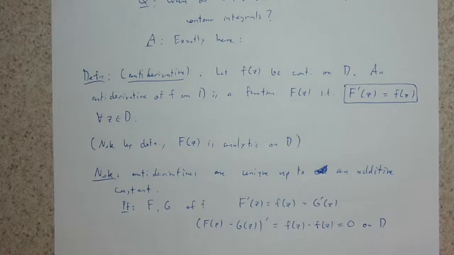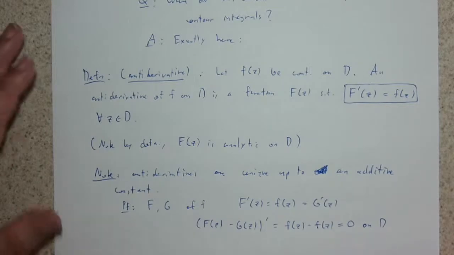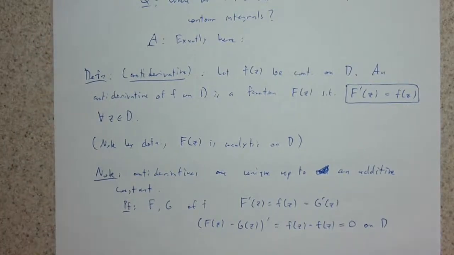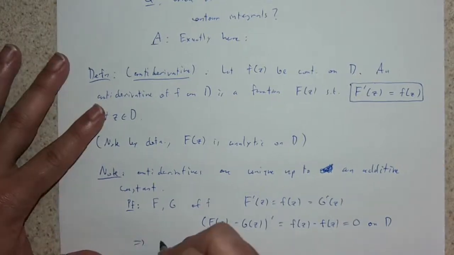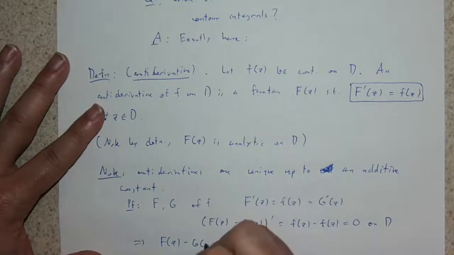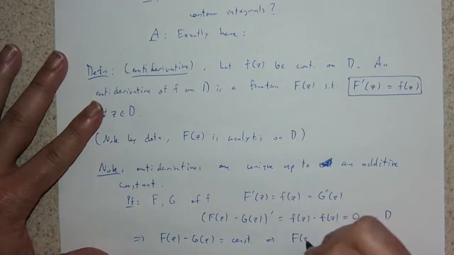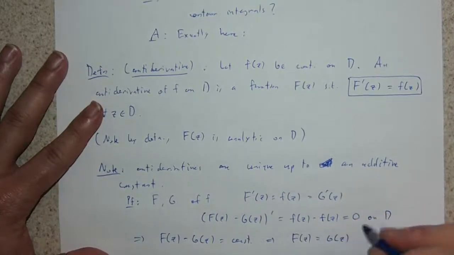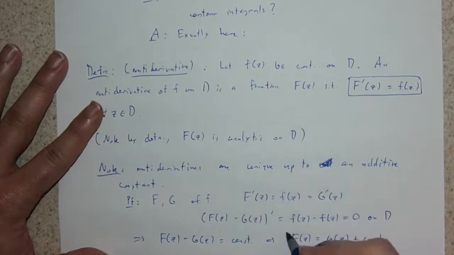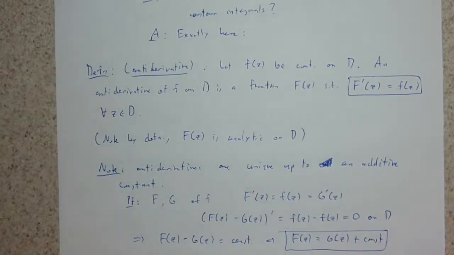So then we have analytic functions that have 0 derivative everywhere on D. So what does this mean? This has to be constant. And so F of z is equal to G of z plus a constant. This is the only difference that can occur between antiderivatives for the same function. This fact is also true, and you're very familiar with this from Calc 1.